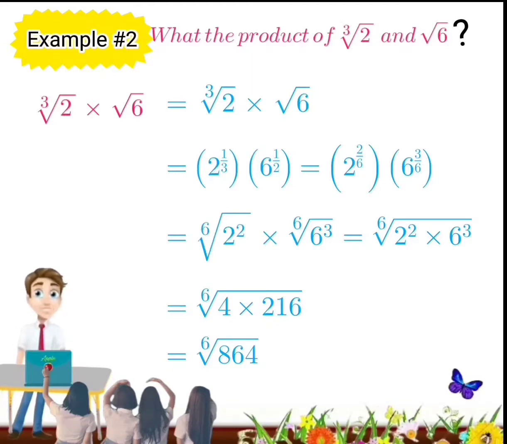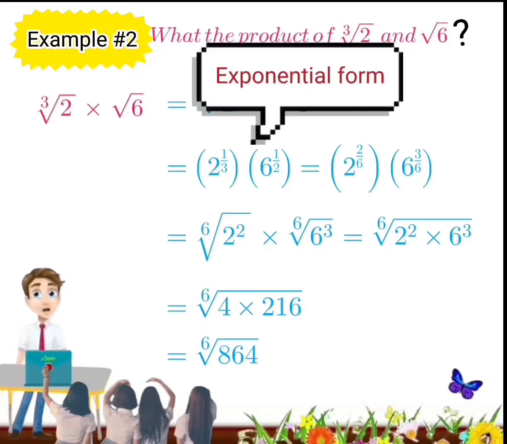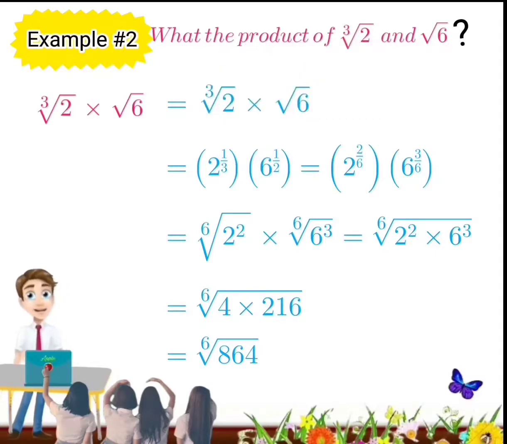So ang una nating gagawin ay i-convert muna natin siya sa exponential form. Hindi ko na ipapaliwanag kung paano mag-convert kasi natalakay na natin ito doon sa mga previous lessons natin. So cube root of 2 is written as 2 raised to 1/3, and square root of 6 is written as 6 raised to 1/2. And then the next step ay gagawin nating magkapareho yung denominator ng mga exponent natin.